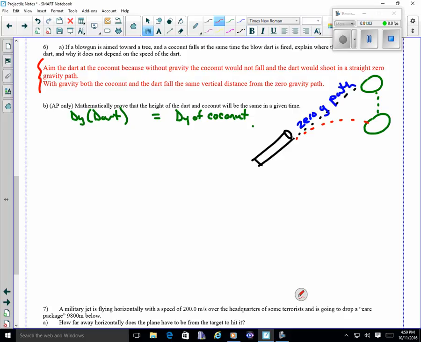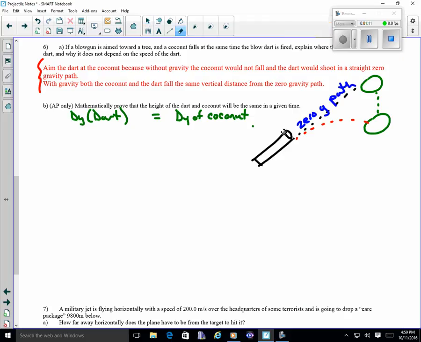Now let's prove this mathematically for all you AP people out there. It's going to get a little challenging, so just go with me here. In order to prove this, I have to assume that the distance off the ground of the dart is going to be the same as the distance off the ground of the coconut. So back in the last chapter, we said that the distance in the y direction was a formula: dy equals d0 plus v0t plus 1/2 at squared. If they both have to be the same distance off the ground, I can say the same thing about the distance of the coconut.